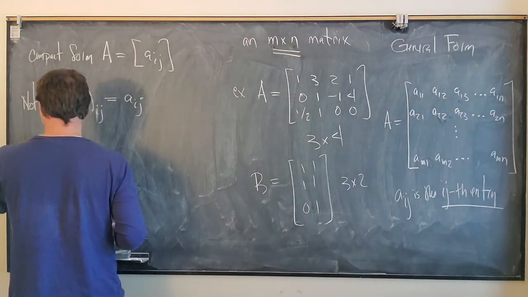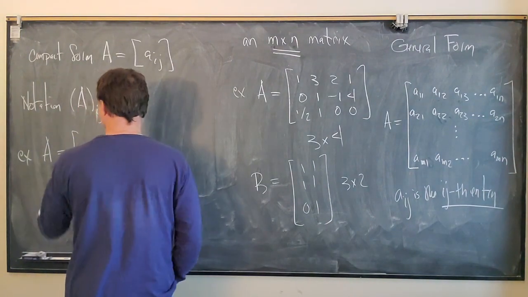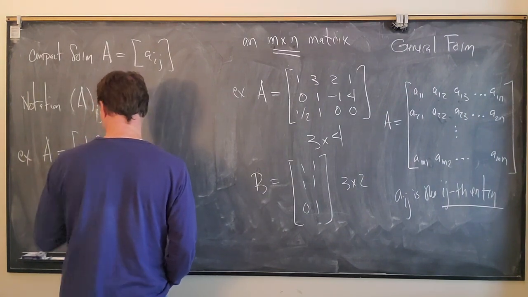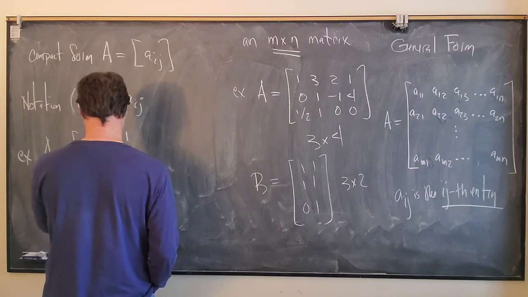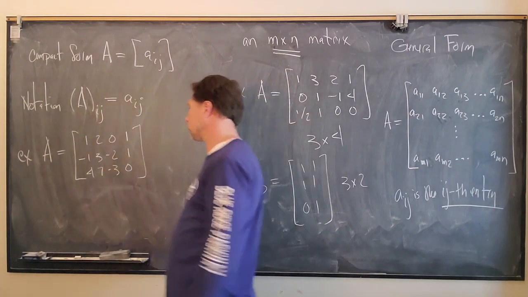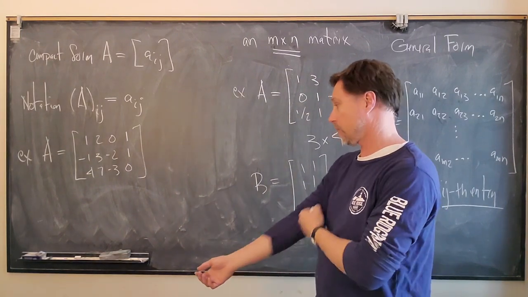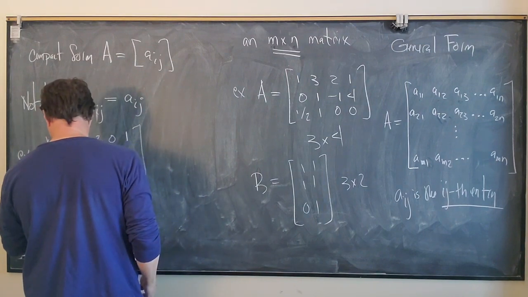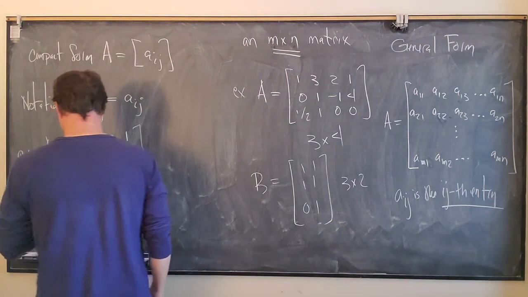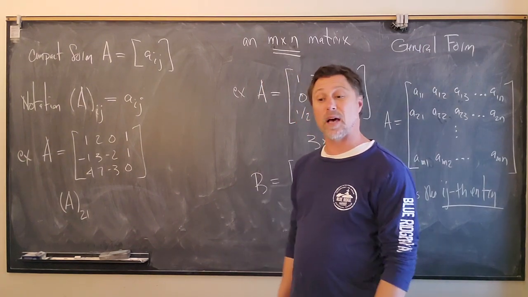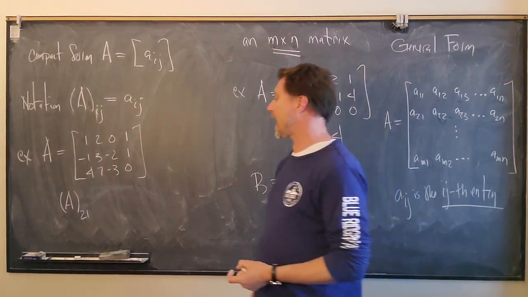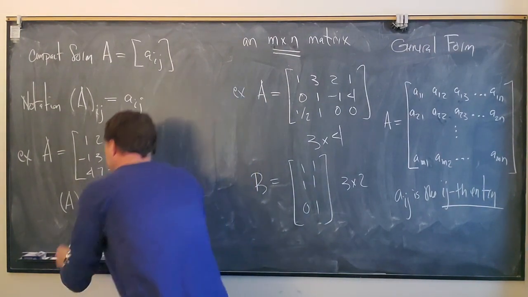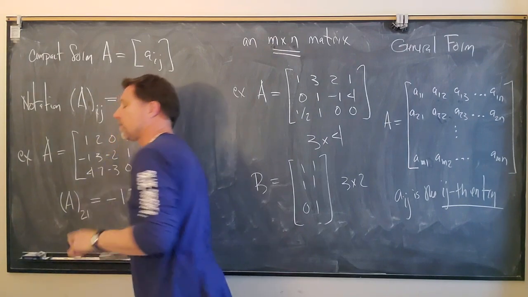So let's say capital A is the matrix 1, 2, 0, 1, minus 1, 3, minus 2, 1, and 4, 7, negative 3, 0. All right, so here's a 3 by 4 matrix, capital A. Using this notation right here, what we have is capital A parentheses sub 2, 1. So what is that saying? It's asking for the entry that's in the second row and the first column. So A sub 2, 1 is negative 1.